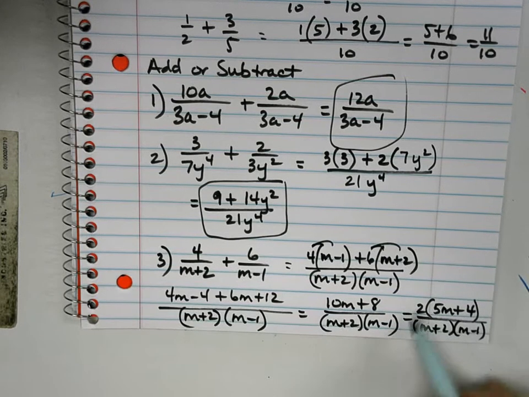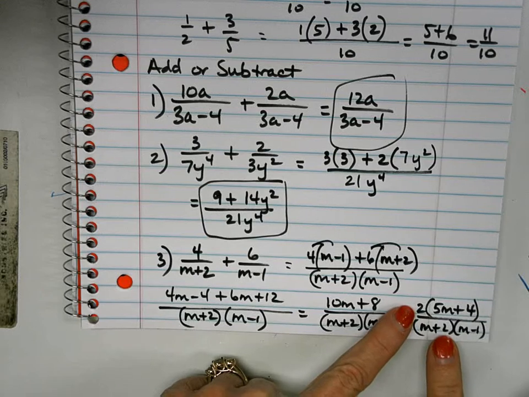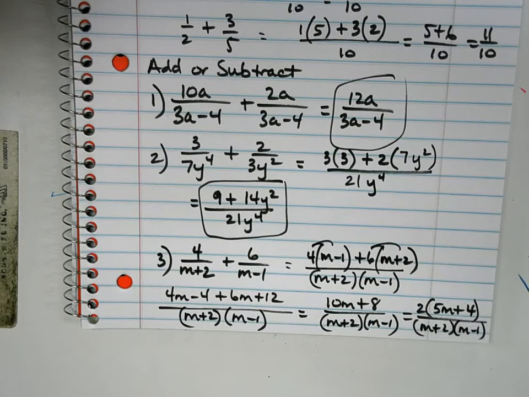Is there anything here that I can reduce? Can I cancel those 2's? There's 2's in the numerator and the denominator. Why can't I cancel those? They're both there. Why can't I cancel it? Why not? It's tied, right? You have to cancel the whole thing, m plus 2.